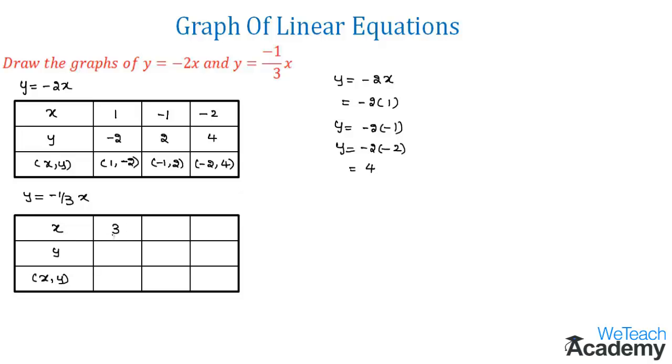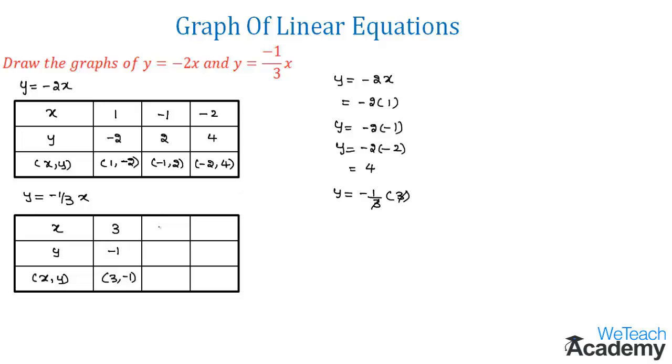So now let us consider the x value as 3. We get the y value just by substituting in the equation y is equal to minus 1 by 3 into x. On substituting we get minus 1 by 3 into 3. We can cancel 3 and 3 in the numerator and denominator and we get the value of y as minus 1. So we can write the ordered pair as 3 comma minus 1.